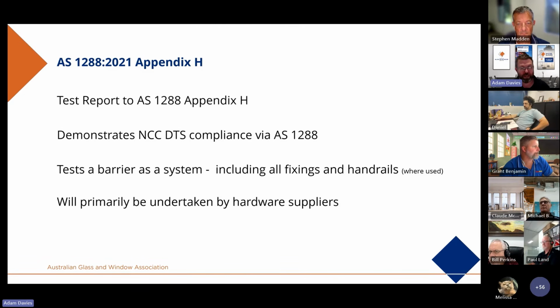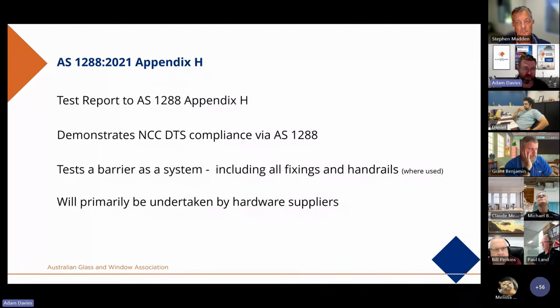This will be primarily undertaken by hardware suppliers. The reason being, if it's done on a site-by-site or case-by-case basis, you're probably looking at almost identical costs to what an engineering performance solution would be. So there's not real benefit. Whereas a hardware supplier can take the fittings they use for their glass and a handrail, if they have setups that incorporate one, have that tested as a system, and then sell that over and over again with the supporting Appendix H document to demonstrate its compliance under the loads.